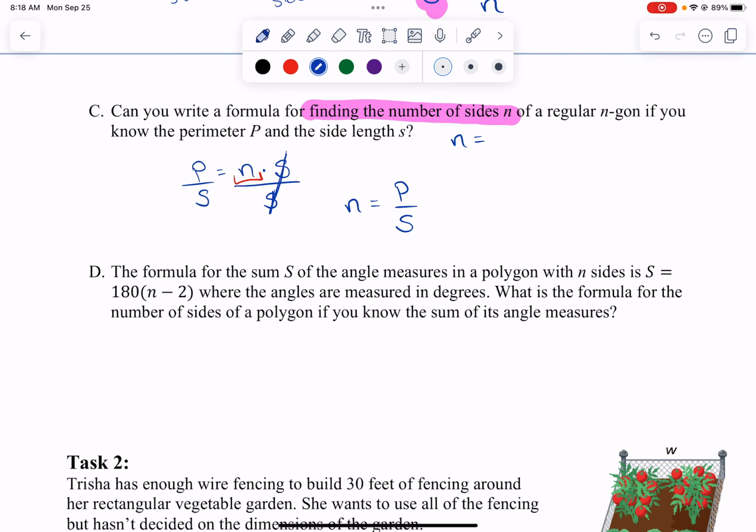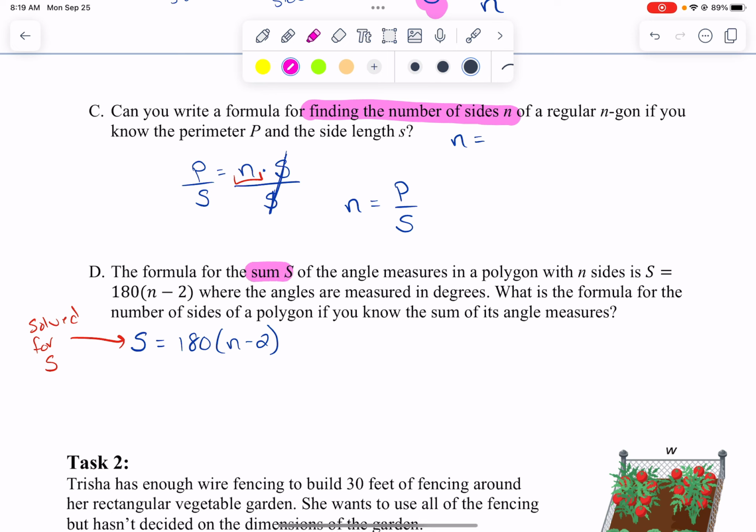All right, we have one more formula here. The formula for the sum of the angle measures in a polygon with n sides is, I'm going to write the equation there, S equals 180 times n minus 2, where the angles are measured in degrees. What is the formula for the number of sides of a polygon if you know the sum? Right now, this equation is solved for S, where S is the sum of the angle measures, meaning if I take all the angles and add them all up, here's how you find what that sum's going to be.